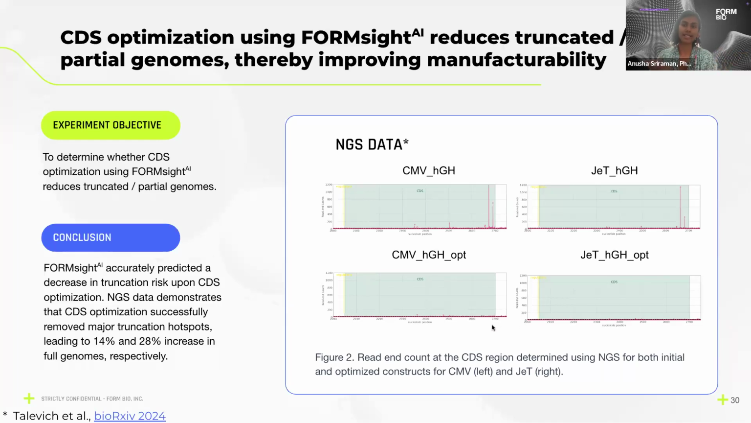So this indicates that we would expect to see more full genomes based on this particular finding. And that was actually true. We note that we see about 14 to 28% increase in full genomes when we optimize the coding sequence of CMV edge and JET edge respectively.